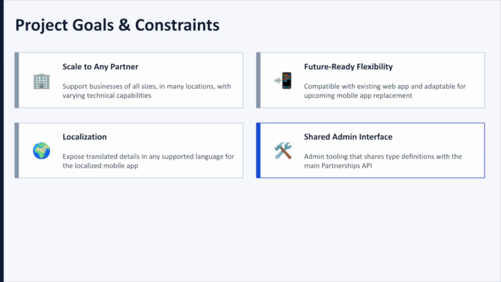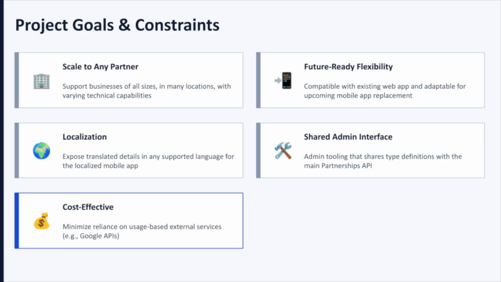The API would need an admin interface, which we can use to update data in the database, which ideally should be able to share type definitions with the Partnerships API itself. Finally, the API must be cost-effective to operate. Reliance on usage-based external services, such as APIs from providers like Google, should be minimized. Based on these requirements, I decided to use the following tech stack to implement the API.